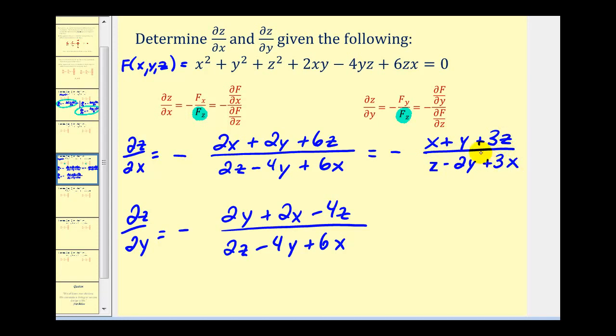Now be careful here. It may be tempting to try to simplify the variables, but remember we can't simplify across addition or subtraction. Let's go ahead and factor out the 2 here. So we'd have y plus x minus 2z. Our denominator is going to be z minus 2y plus 3x.